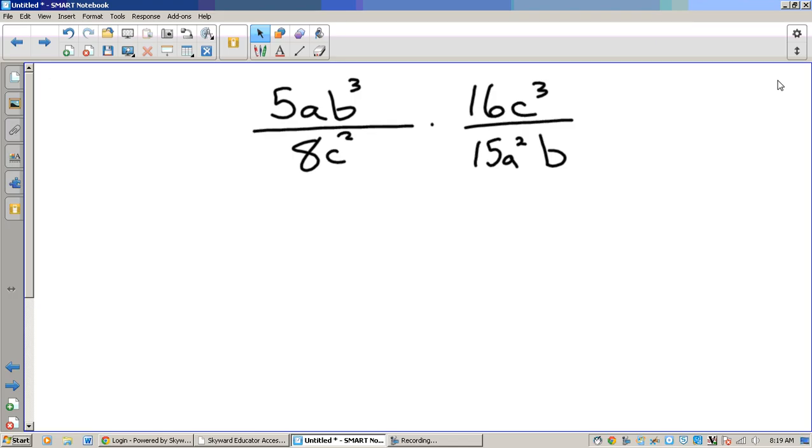So part of it is just learning the rules of multiplying monomials, or multiplying monomials or binomials for that matter, and then being able to simplify. So what do we know about multiplying? Look at just the two fractions. What do we know about multiplying fractions?